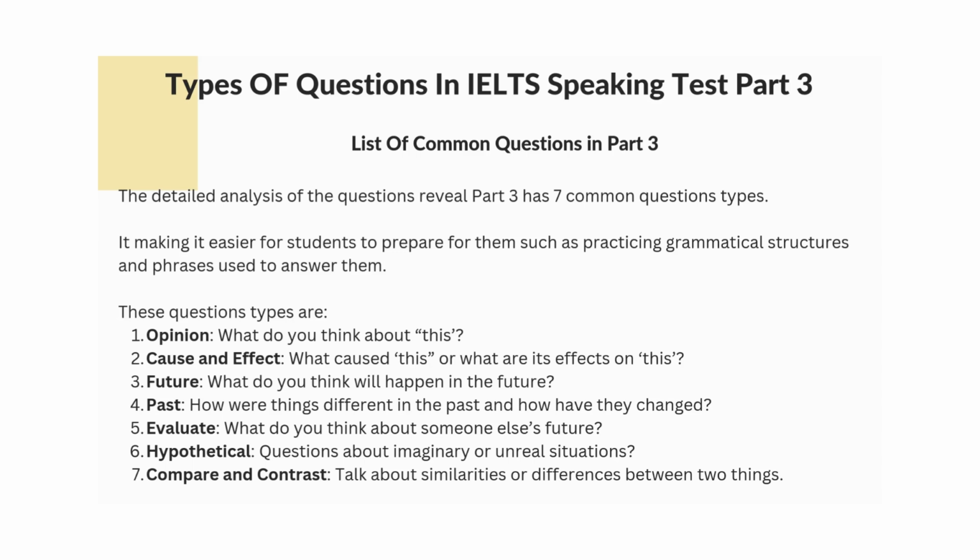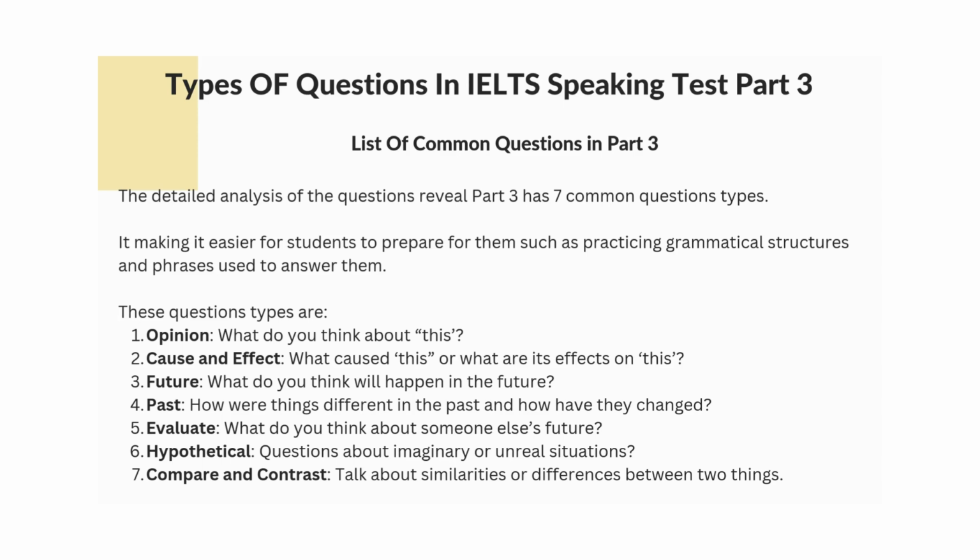Compare and contrast. In this kind of question, the examiner can ask you to discuss the similarities and differences between two things. So these are the 7 types of questions most commonly asked in part 3 of our speaking test. These are opinion. In this kind of question you have to present your opinion. Cause and effect. In this type of question, the examiner asks you to list the reasons or causes of something and its effect on another thing.